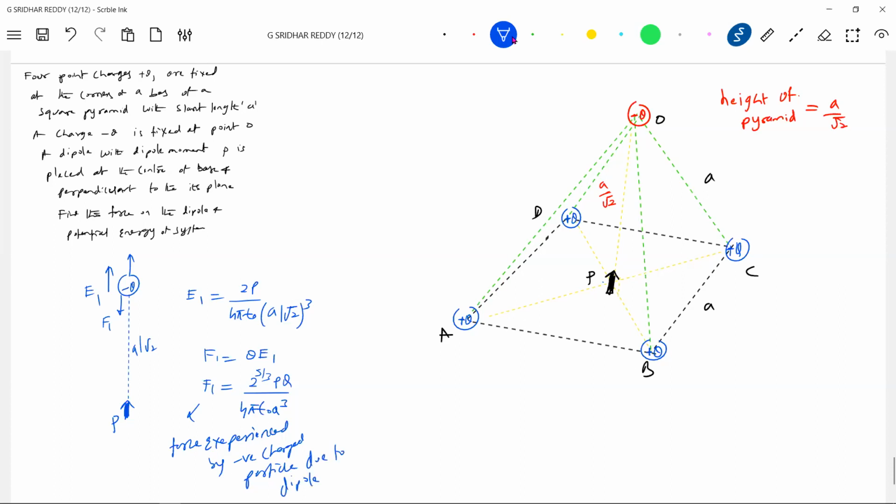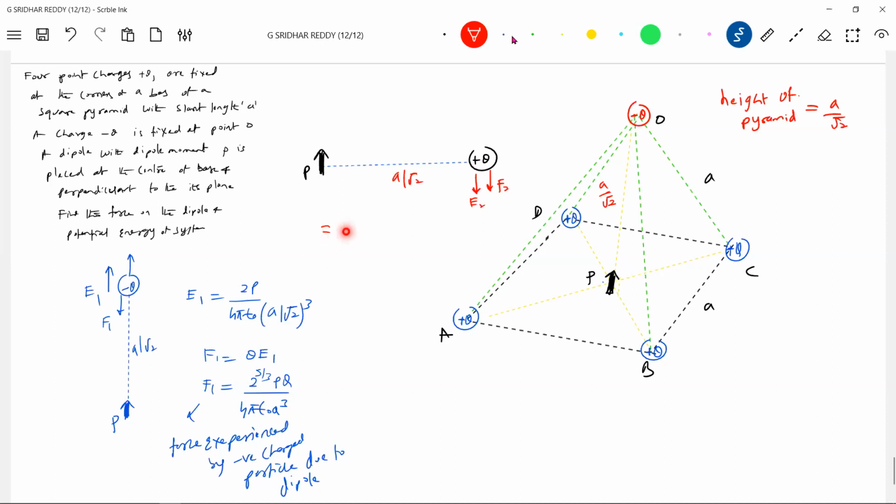What about the positive point charges which are at the corners? They will be similar to a short dipole. Now, the field will be in this direction. So the force will be F2, and we know this distance will be A by root 2. What direction will that force be? That force will be downward.